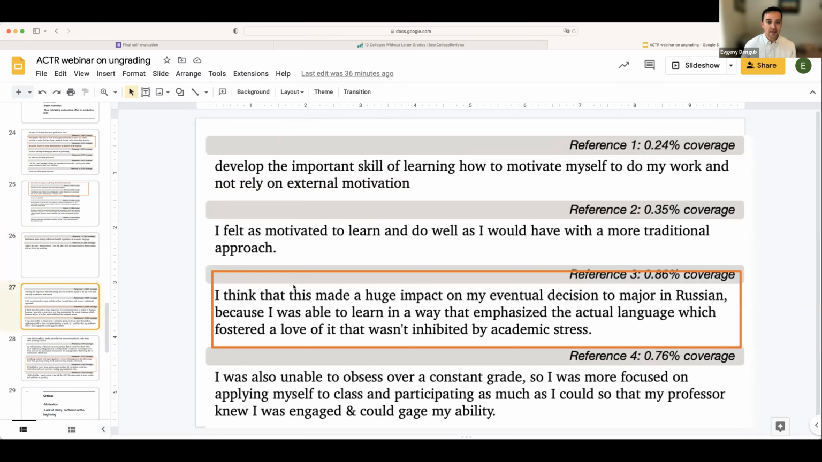I think that this made a huge impact on my eventual decision to major in Russian, something we all like to hear, right? Because I was able to learn in a way that emphasized the actual language, which fostered a love of it that wasn't inhibited by academic stress.